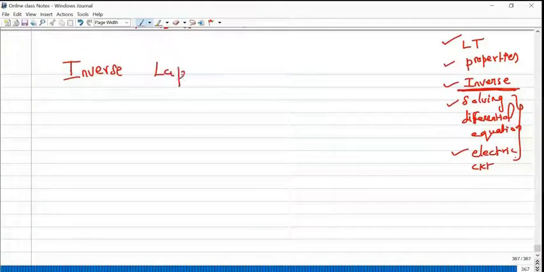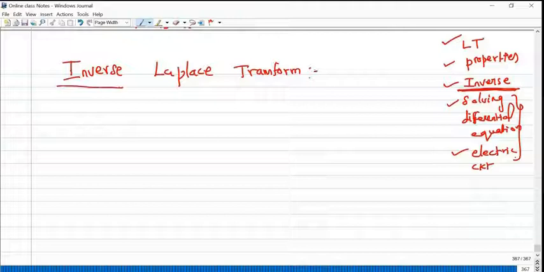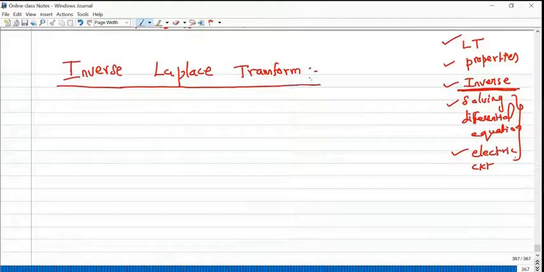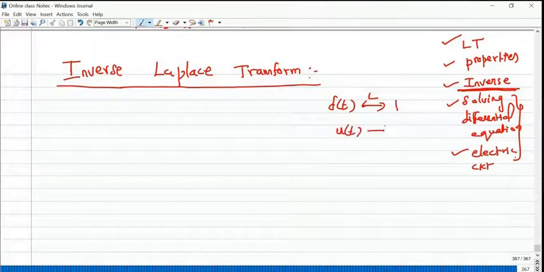Inverse Laplace transform. For solving inverse Laplace transform, you should remember the basic Laplace transforms. Delta of t, what is the Laplace transform? U of t, what is the Laplace transform? E power minus at... Delta of t, Laplace transform 1. U of t, Laplace transform 1 by s.